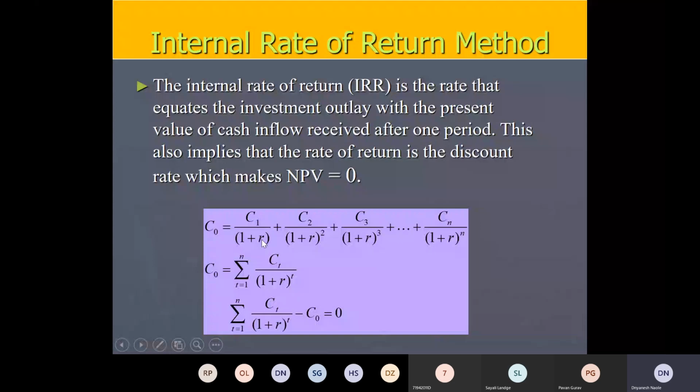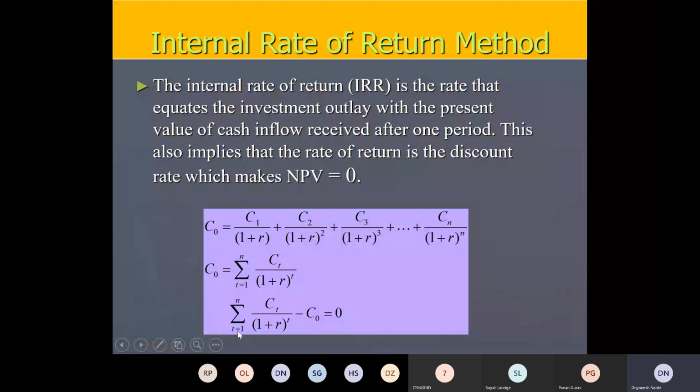So C1 upon 1 plus R will give you the profit which you are going to earn after 1 year in terms of present value, and C2 is the profit which you are going to earn on that project after 2 years. So when you want to convert it to present value, it will be 1 plus R whole square. I hope this is clear. So you are going to equate it with C0. That means what? We are reaching a point of no profit, no loss.